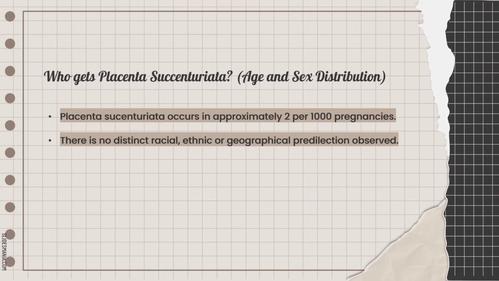Who gets placenta succenturiata? According to age and sex distribution, placenta succenturiata occurs in approximately 2 per 1,000 pregnancies. There is no distinct racial, ethnic, or geographical predilection observed.